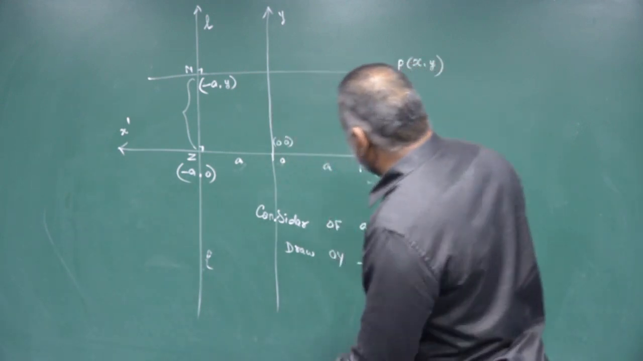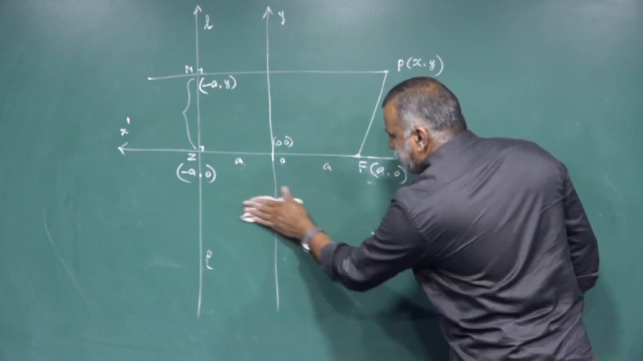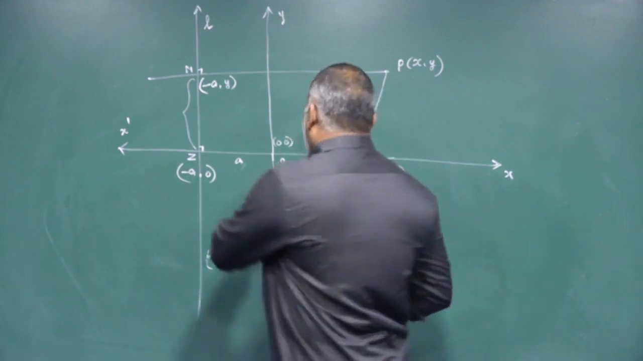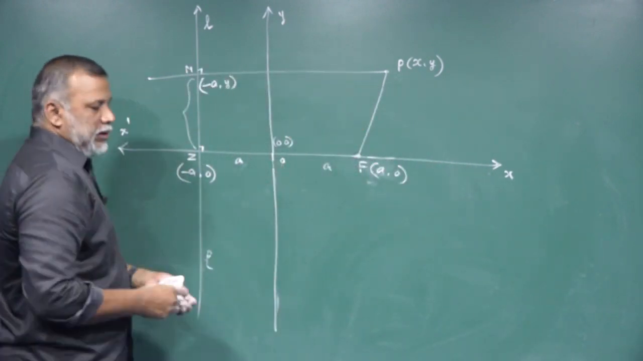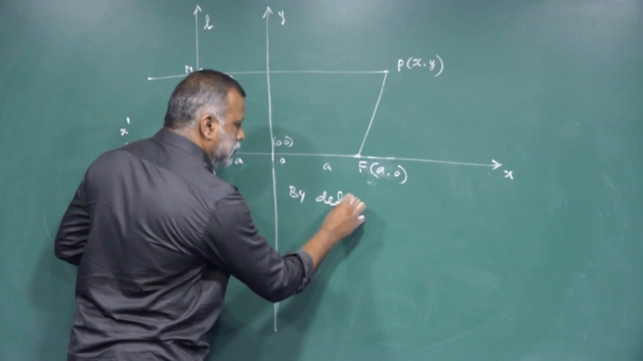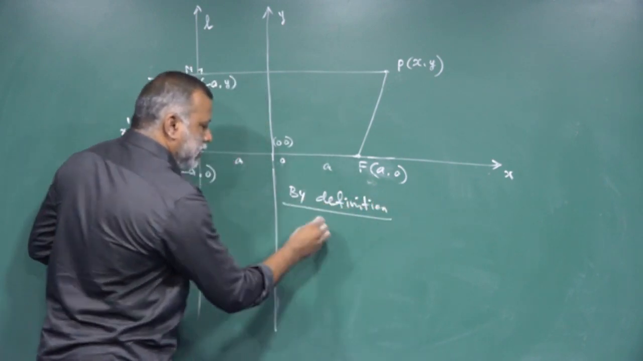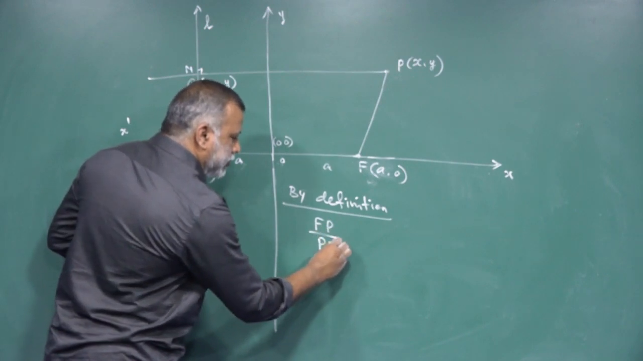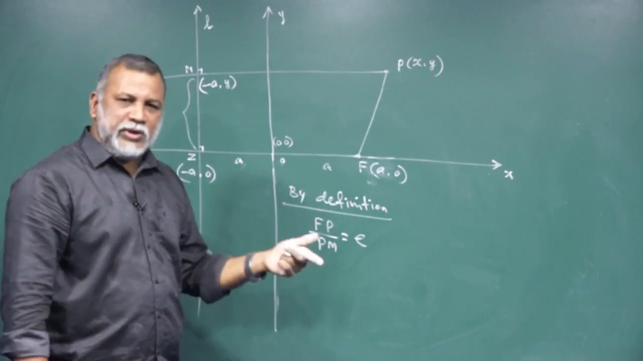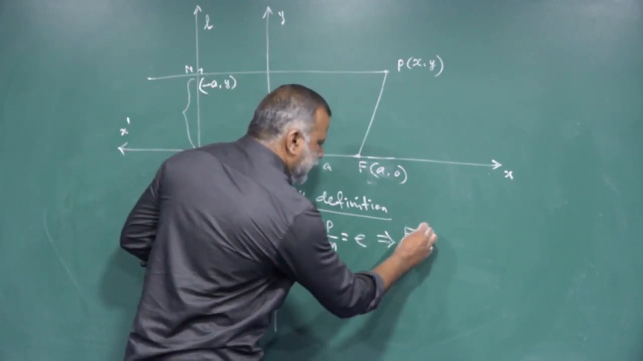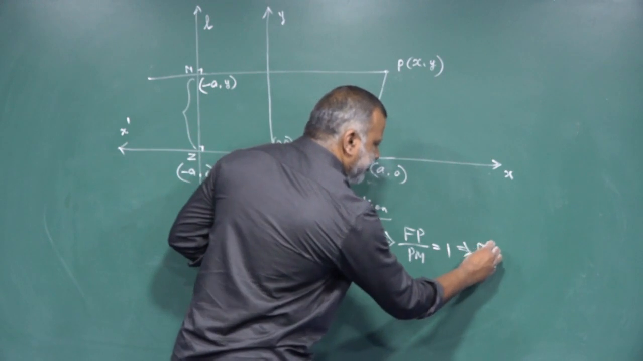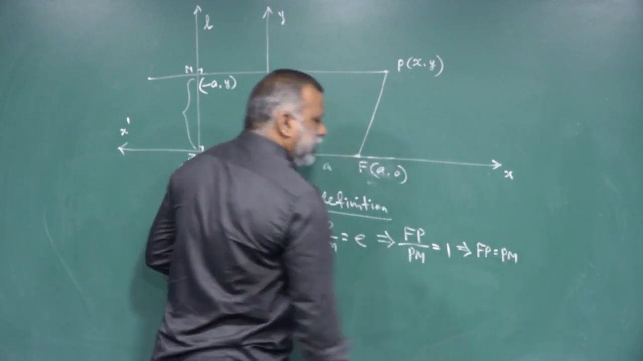Now from this diagram, I am going to work out the basic definition, and we can get the equation. By definition, we know FP by PM equal to e. Since it is the parabola, we are looking at the equation of the parabola, e must be 1 only. Therefore, I can write FP by PM equal to 1. Again, I can write FP equal to PM.